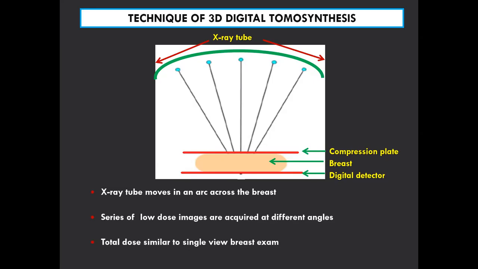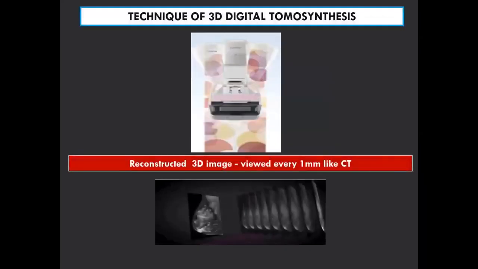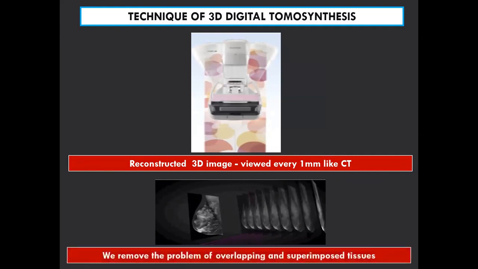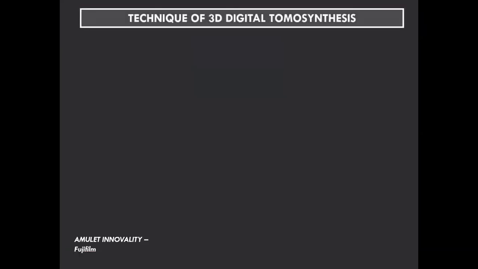The total dose of these images is similar to a single view or slightly higher than a single view mammogram. And because we image the breast from different angles, we can then have a reconstructed 3D image. When we view this reconstructed 3D image, we can view it every 1 millimeter, exactly like what we do in the CT examination. And by this, we can remove the problem of overlapping tissues and the superimposed tissues.